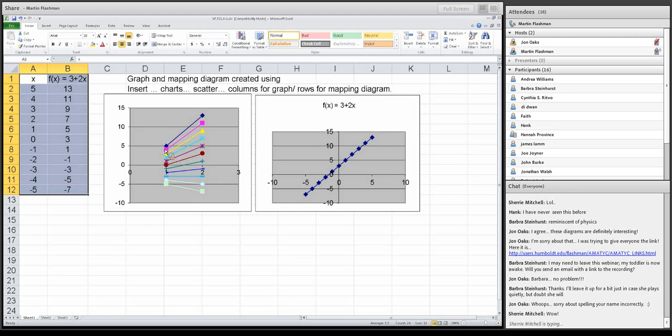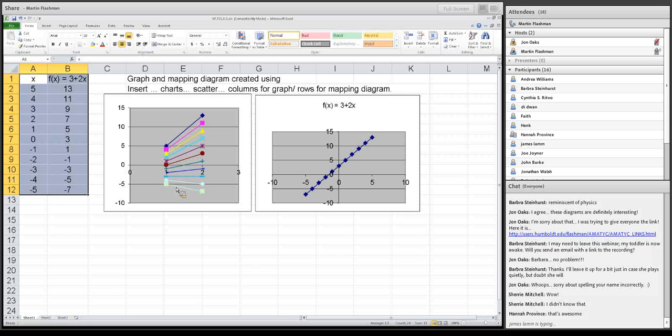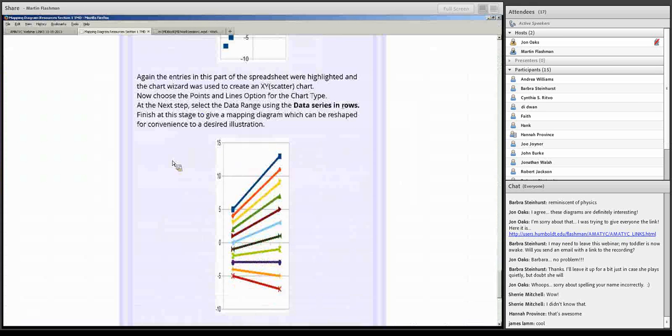They come built in on spreadsheets. You just have to change from going from the columns to the rows, and you get this really neat mapping diagram. It shows you the features as the x's are going from -5 up to 5. The outputs are going from -7 up until 13. Very nice feature of spreadsheets, not known to many people. Okay, so that's how you can do it with spreadsheets. That's how I drew those figures.